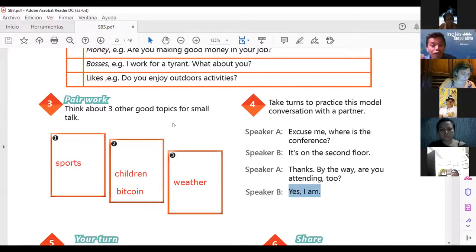Okay, this is a model of conversation from the ones that we're gonna do right now. What do I want? I want you to practice this one. Carla and Ana Maria, can you please be so kind and practice this one? Carla, speaker A, and Ana Maria, speaker B. Excuse me, where is the conference? It's on the second floor. Thanks. By the way, are you attending too? Yes, I am. Okay, very good.